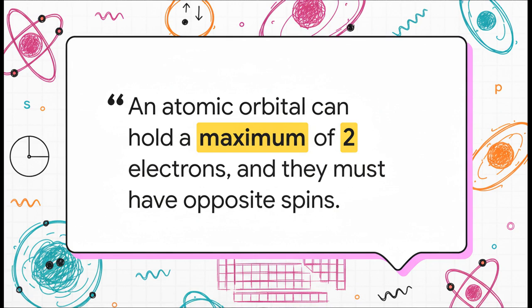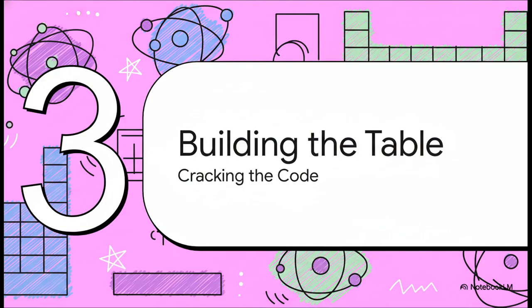That's it. And if it has 2, they have to have opposite spins. You can just think of it as one pointing up and the other pointing down. And that's it. Those are all the rules we need. So now we have our rules. We know about the quantized energy levels, the sublevels, the orbital shapes, and that 2-electron limit. With just these few ideas, we can now build the entire periodic table from the ground up. We can finally crack the code.